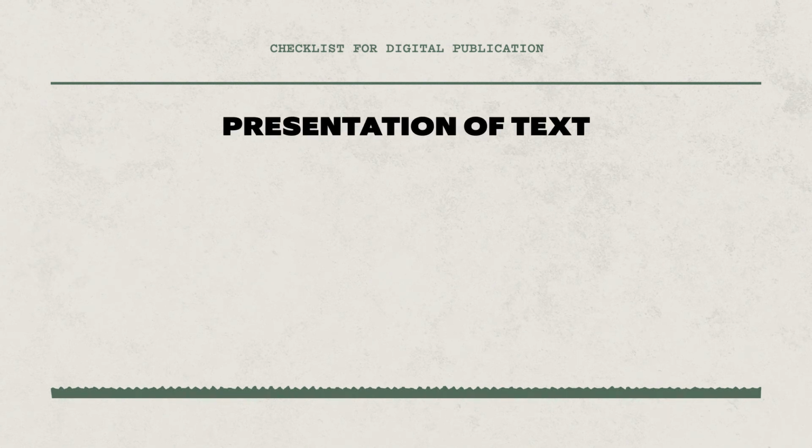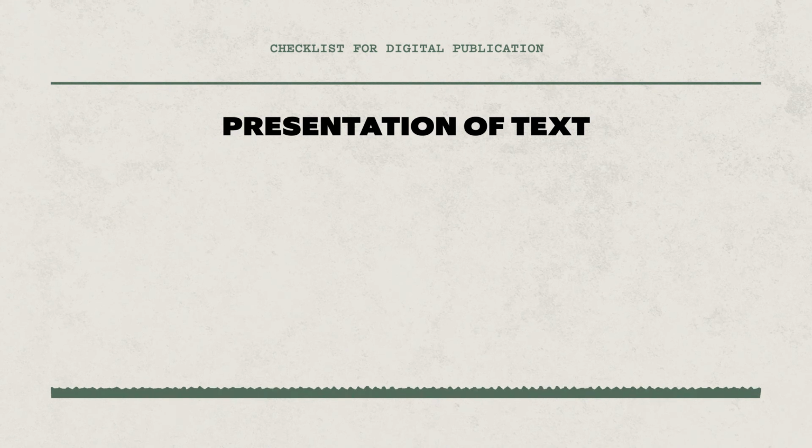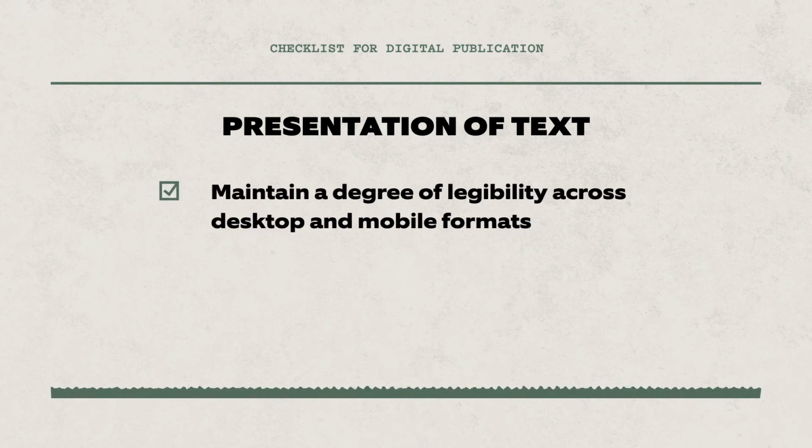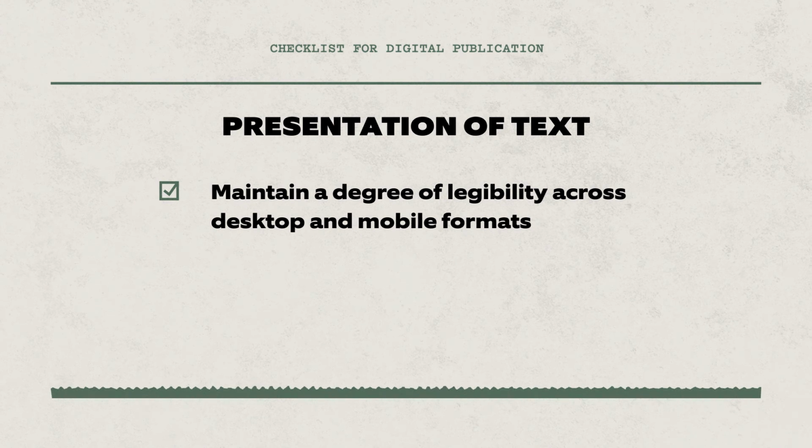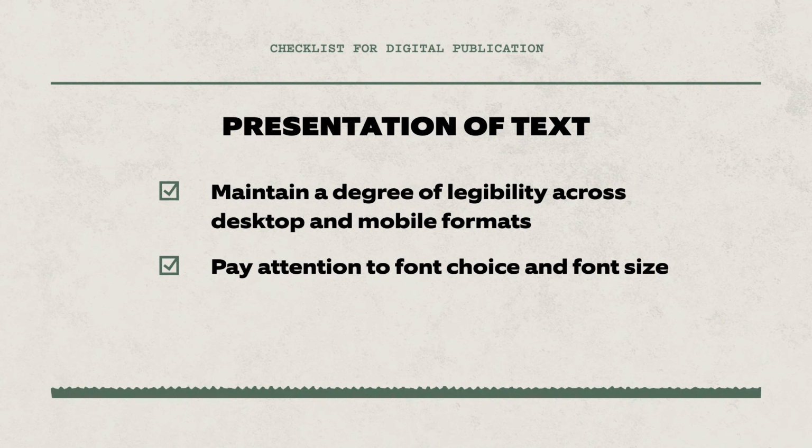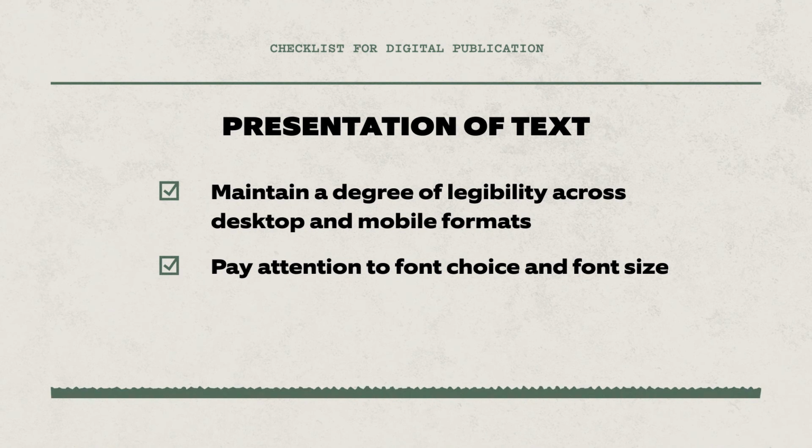The presentation of text is also important to think about when trying to craft an engaging and accessible digital reading experience. Overall, your project text should maintain a certain legibility across desktop and mobile formats, unless it is deliberately meant to be difficult to read. Better legibility can be attained by paying careful attention to your font and font size. This decision affects both the reading function and aesthetic presentation of your site.